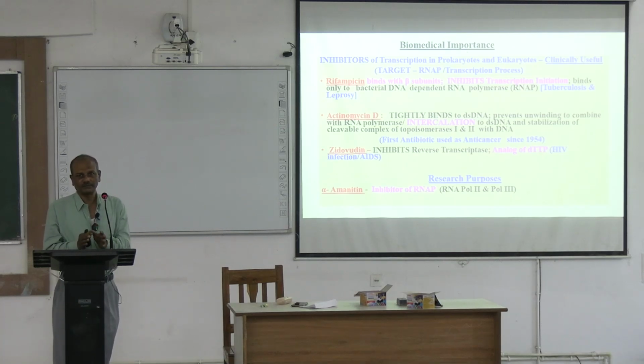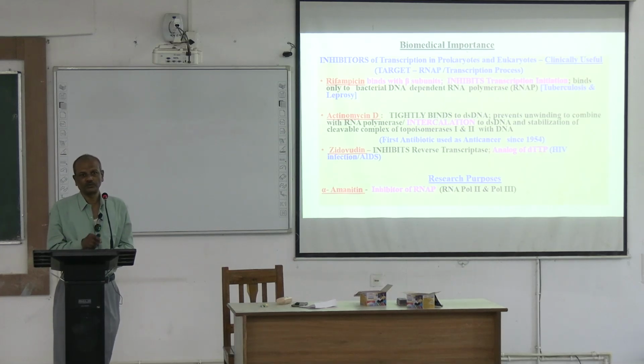Now, if DNA is bound, it cannot be unwound. So, the transcription process will not start. Reverse transcription is a process by which a copy of DNA is produced from RNA with the help of another enzyme called reverse transcriptase. Zidovudine, which is used for HIV infection or AIDS, inhibits the reverse transcriptase. Alpha amanitin you will read in the book. Alpha amanitin is not used in human beings, but is used for research purposes.